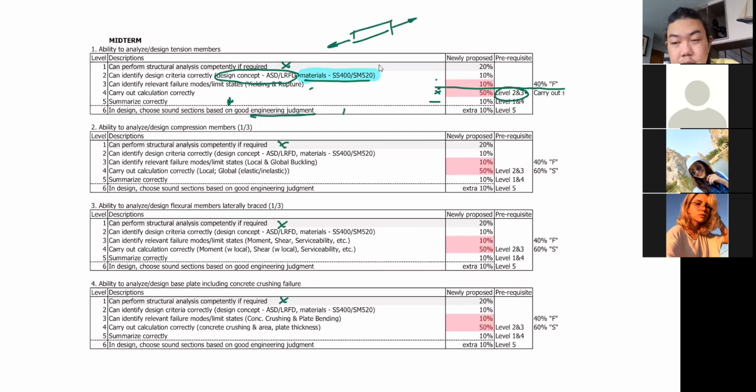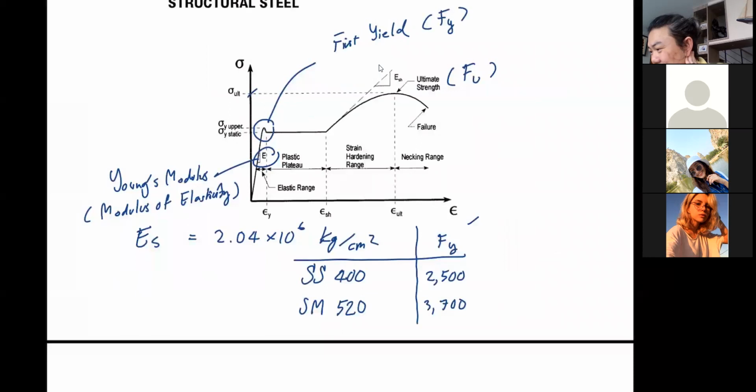So I'm trying to instill this importance into the grading. Whenever you are given the condition to check the structure in the exam or to design something, you must know this. Let's go back here and finish this. So that's the Fy.